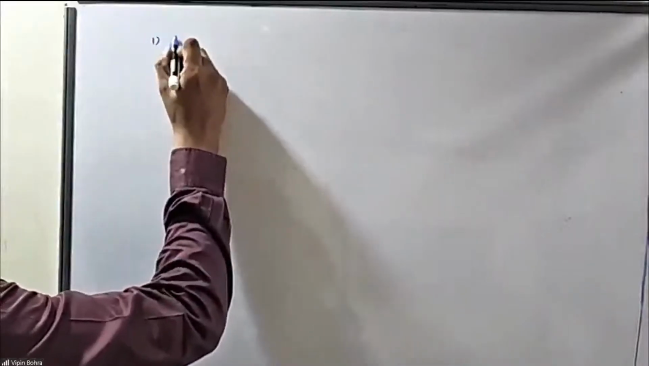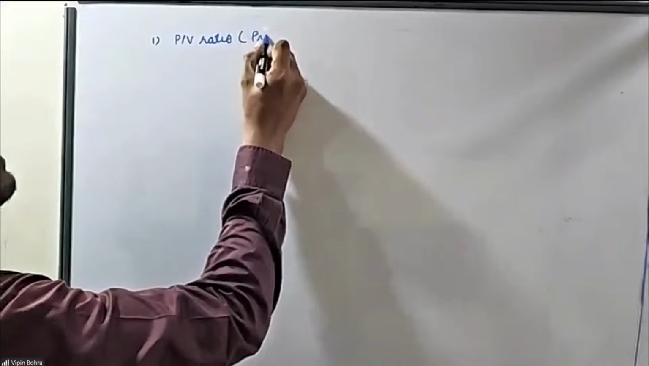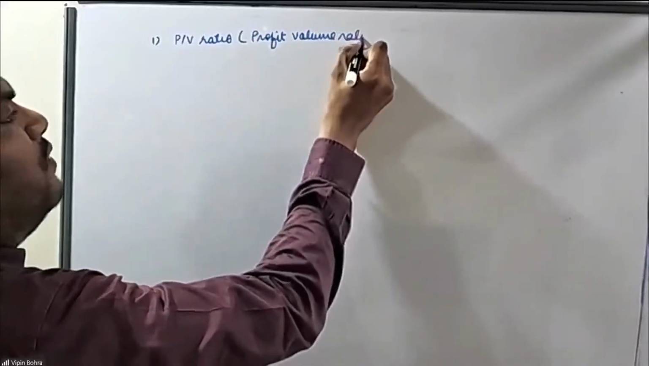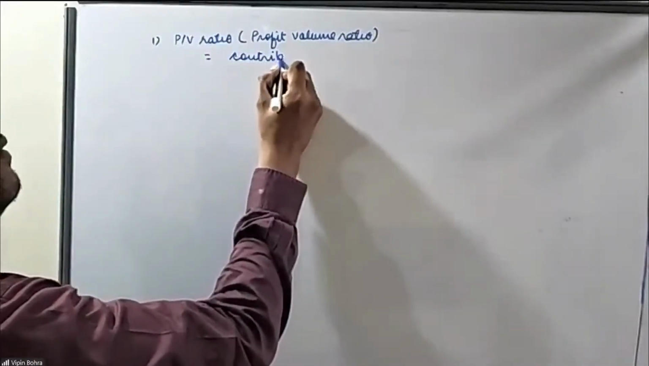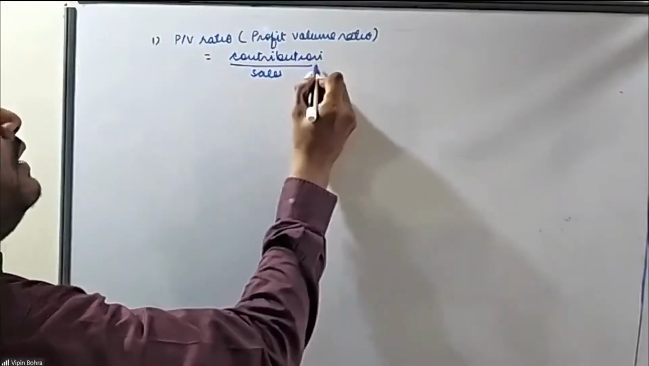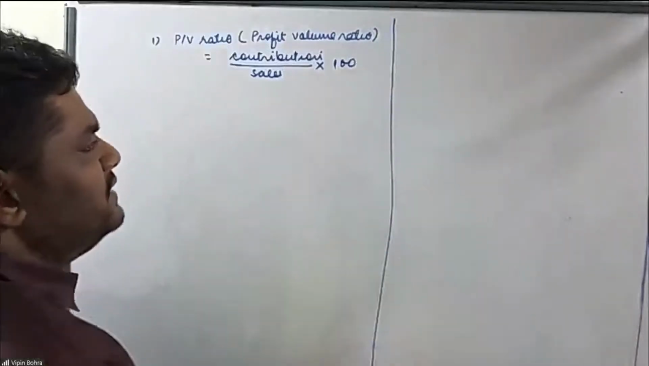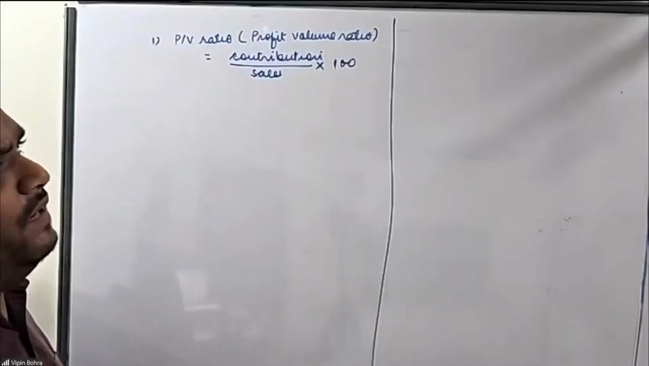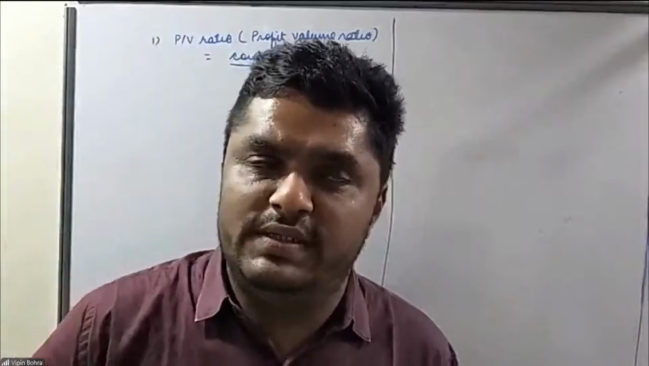First one is the PV ratio, that is profit volume ratio. It is contribution divided by sales into 100. So this was the first term we discussed in this chapter, that is PV ratio, that is profit volume ratio, wherein when talking about profit volume ratio, it's basically the percentage of contribution to sales.